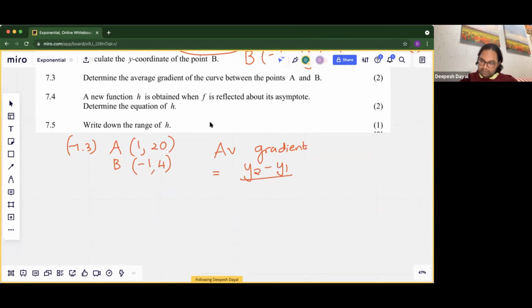And change in X is X2 minus X1. I'm going to call this X2, Y2, and X1, Y1. So it's going to be 20 minus 4, over 1 minus minus 1. So it's going to be 16 over 2, which is 8. That's great. Well done to you that got 8. Any questions regarding this?